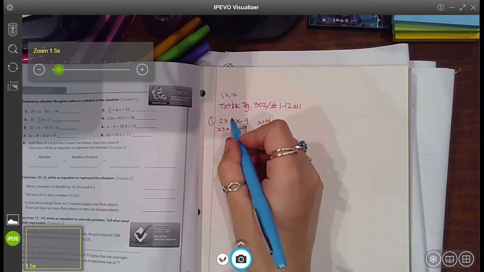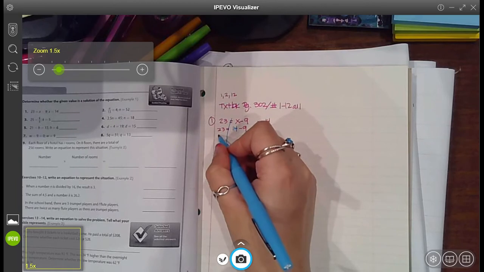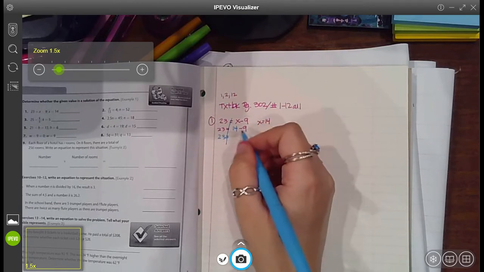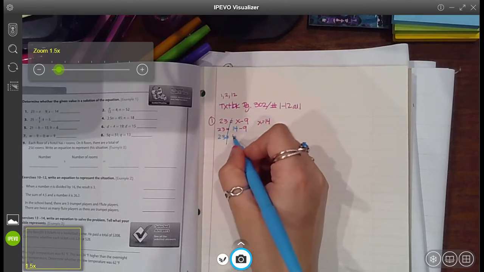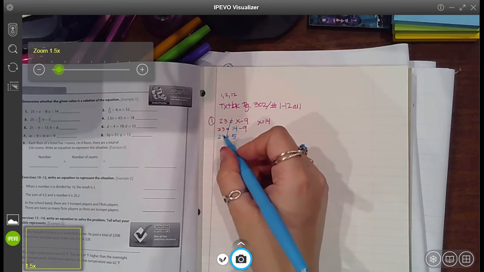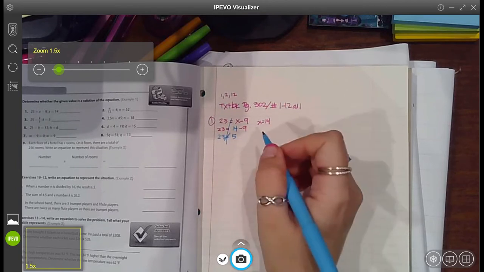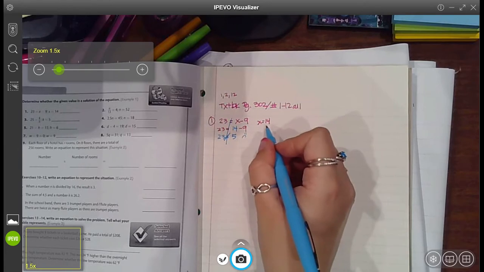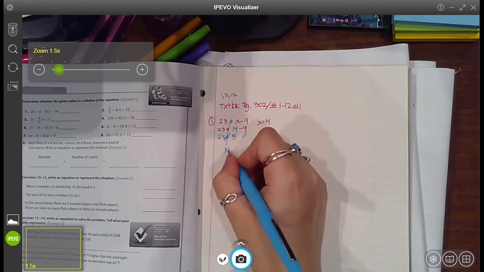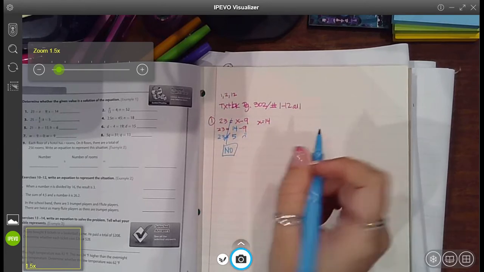Okay, so simplify this side of the equal sign and you just get 23. And this side of the equal sign, 14 minus 9 is 5. Is that a true statement? Does 23 equal 5? It sure doesn't. So then is 14 the correct answer? No, that is not a solution to that equation.